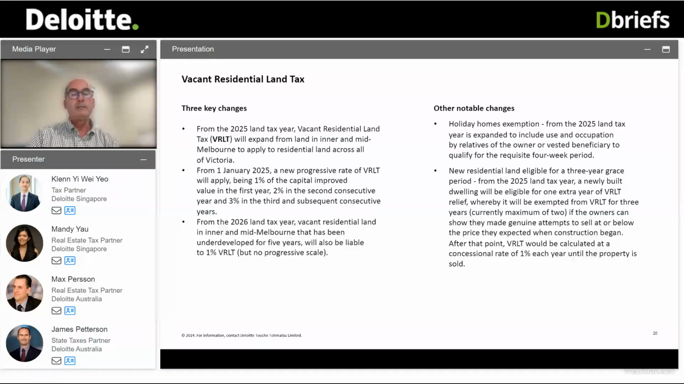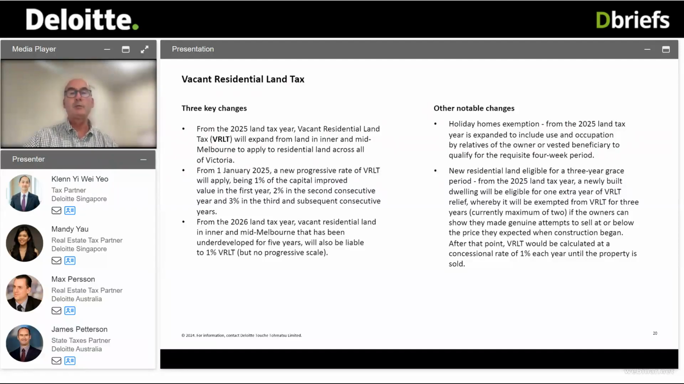If residential land is not occupied for 6 months or more in a calendar year, then this tax will apply. And it's imposed on the capital improved value of the land at progressive rates, starting at 1% in the first year, increasing to a maximum of 3% after year 3. It will also apply to vacant and underdeveloped residential land in metropolitan Melbourne, but that will be at a flat 1%. Now, the land tax liability date in Victoria is midnight on the 31st of December each year.